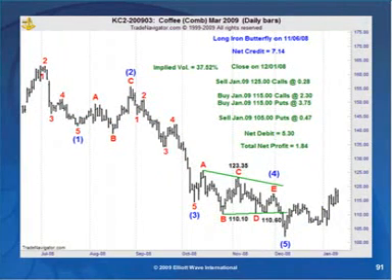And here's the result. It did actually go down. Wave 5 over here was a small wave 5. By the way, I just showed the implied vol over here. And then there was a rally upward.